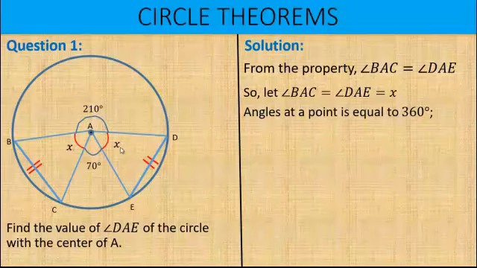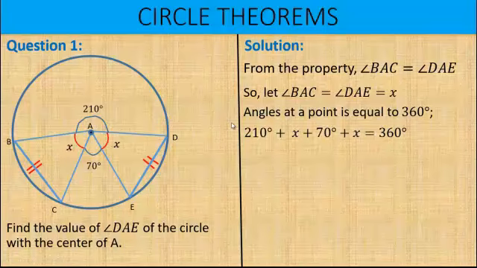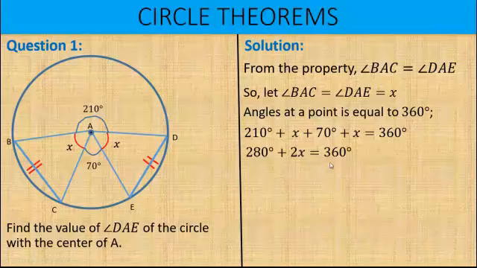But we know that angles at a point equal 360 degrees. So all that we must do is to add all these angles and equate it to 360. So we have 210 degrees plus x plus 70 degrees plus x, all equals 360 degrees. So that 210 degrees plus 70 degrees would give us 280 degrees. x plus x would give us 2x, equal to 360 degrees.